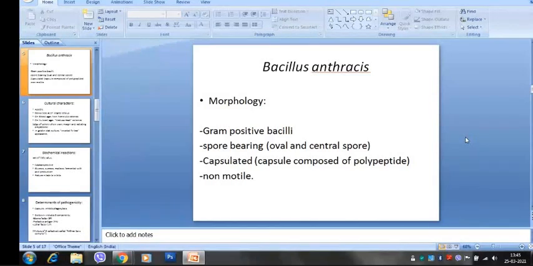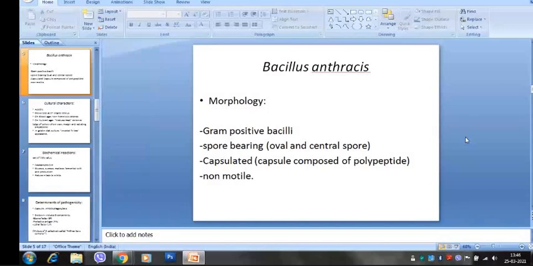Polypeptide capsule is present in Bacillus anthracis. Hyaluronic acid capsule is present in the Streptococcus group of bacteria. As we are studying Bacillus anthracis today, it is a capsulated bacteria, and the capsule of Bacillus anthracis is composed of polypeptide. Similarly, while studying the morphology of Bacillus anthracis, we have to add motility.